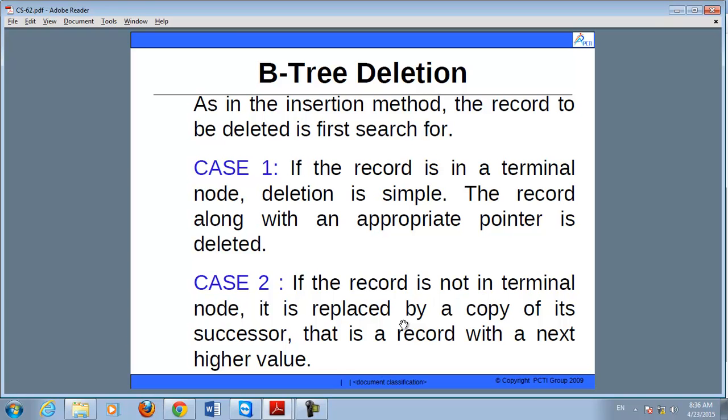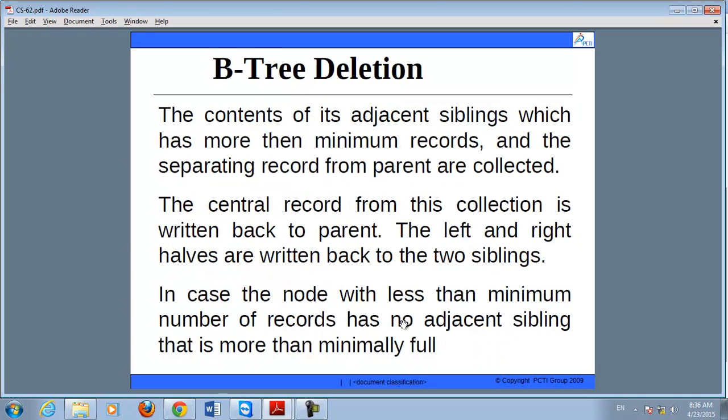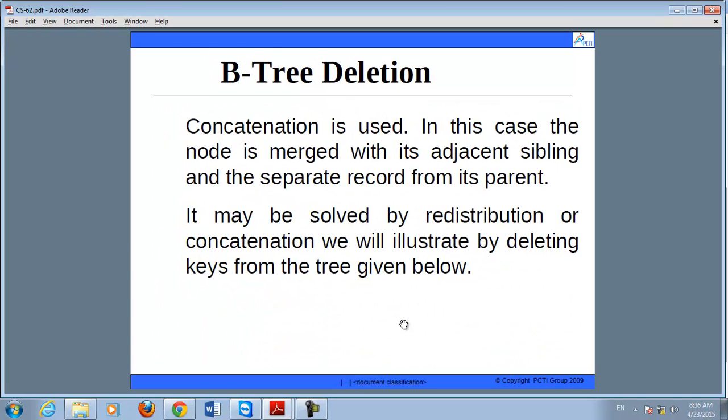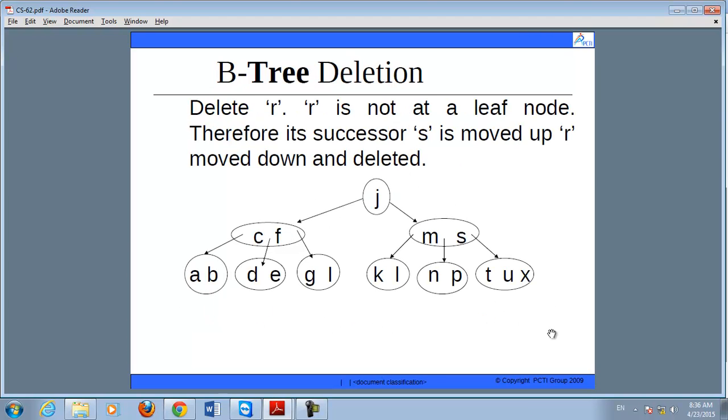Meaning whichever higher value there is, you will replace it in its place. This is the B tree deletion. You can see here, if you want to delete H, then it is simple. After the H is deleted, the value will be G and L.